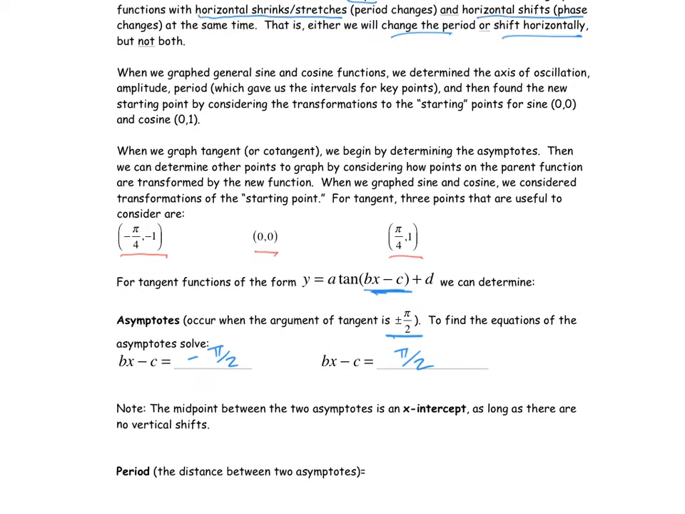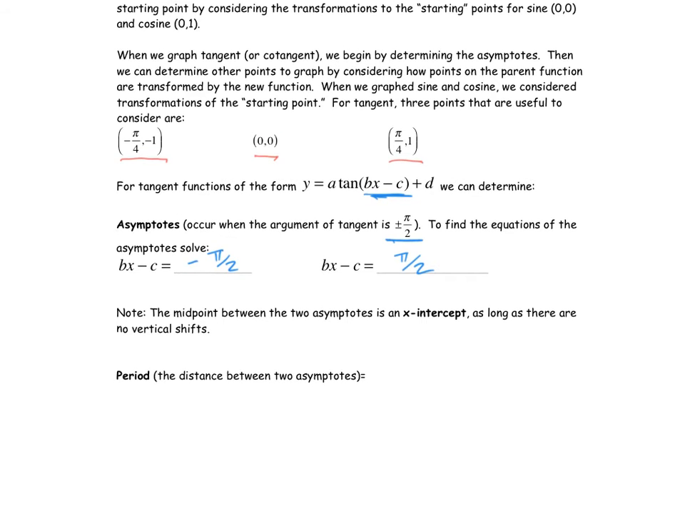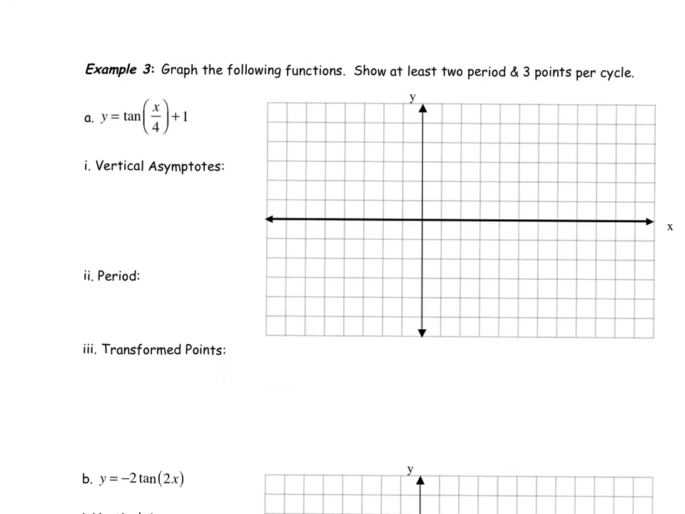Then in terms of the period, just like we did with sine and cosine, the new period is going to be pi over b. Another way to think of the period is that it's the distance between the asymptotes. Remember, for sine and cosine, we said the period was 2 pi over b because the period for the parent function is 2 pi. So let's go ahead and graph a tangent function.